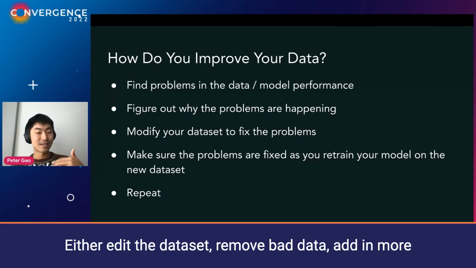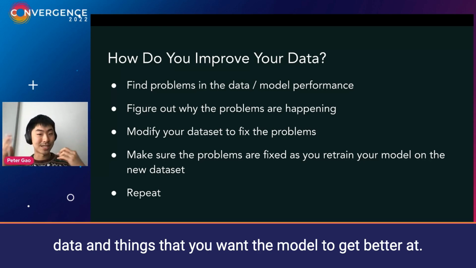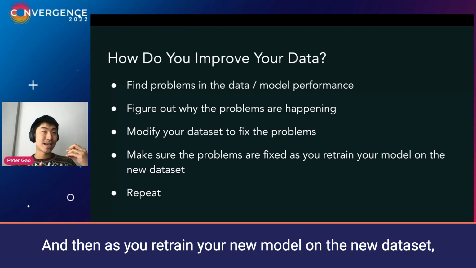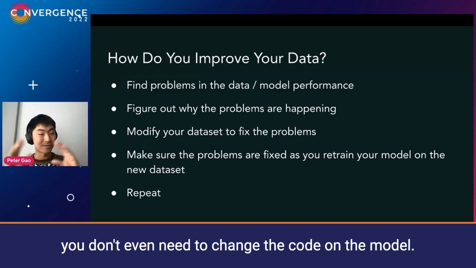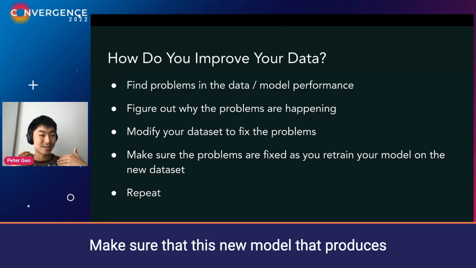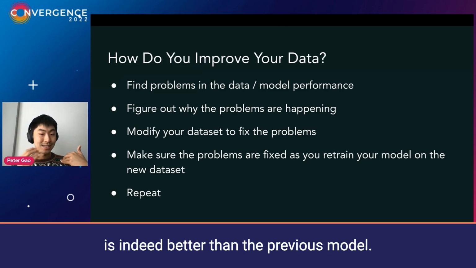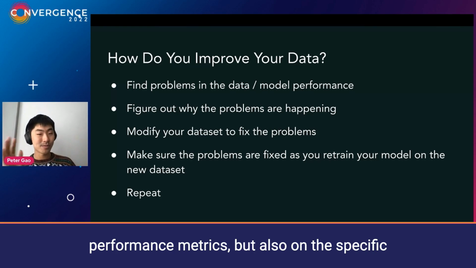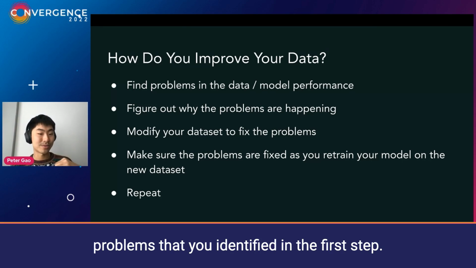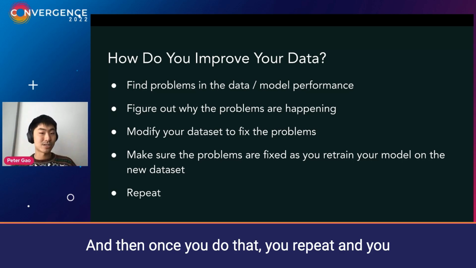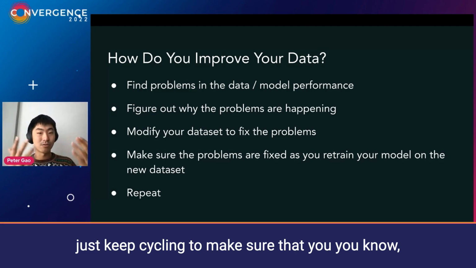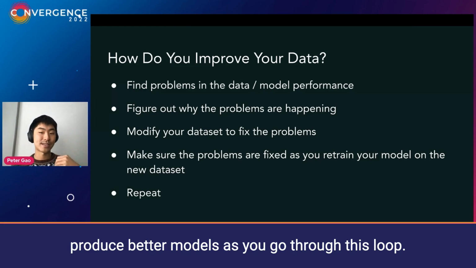Either edit the data set, remove bad data, add in more data, the things that you want the model to get better at. And then as you retrain your new model on the new data set, you don't even need to change the code on the model. Make sure that this new model it produces is indeed better than the previous model, not only in the aggregate in terms of performance metrics, but also on the specific problems that you identified in the first step. And then once you do that, you repeat and you just keep cycling to make sure that you produce better models as you go through this loop.